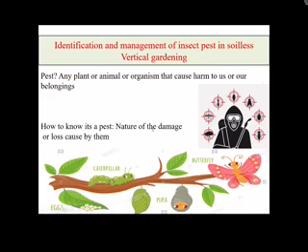Why identification is very important: any plant, animal or organism that causes harm to us or our belongings, if it is causing more than 10% loss, then we can usually go for managing them. Otherwise, they will also be part and parcel of our farm. So that is very important. How much damage it is causing, or whether it is going to spread further or not, we have to decide.